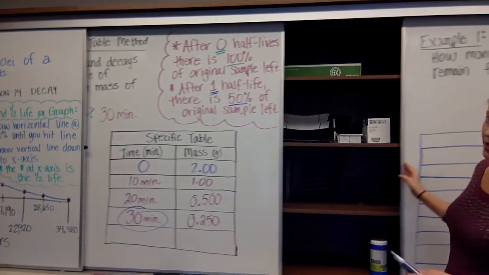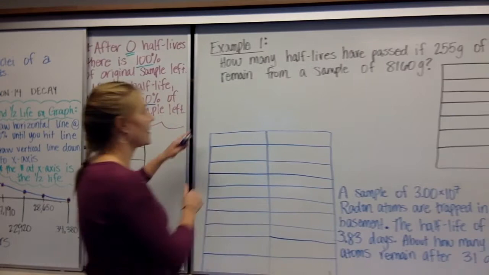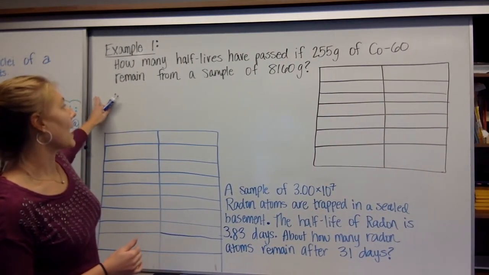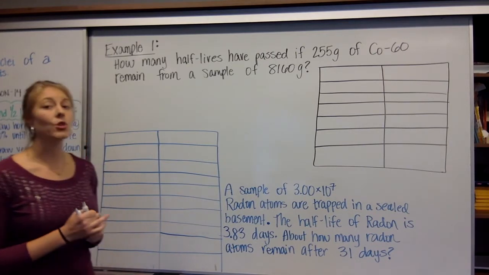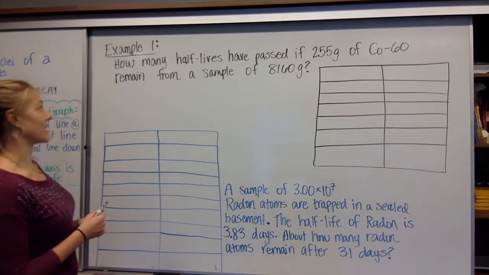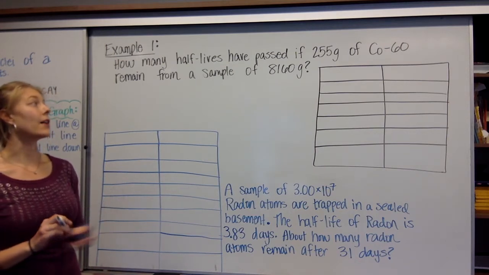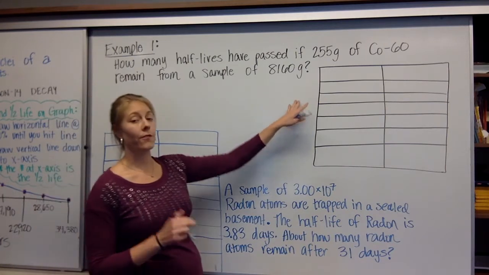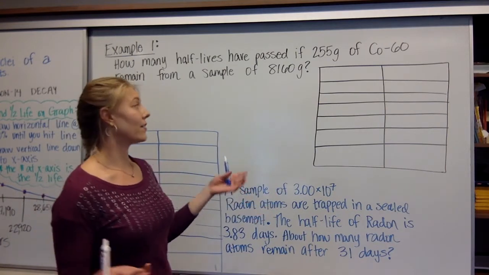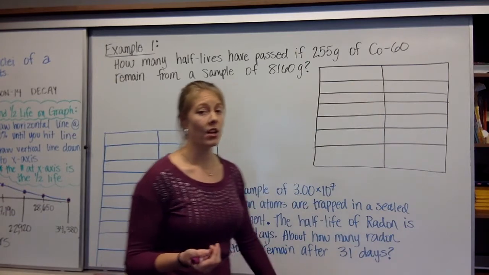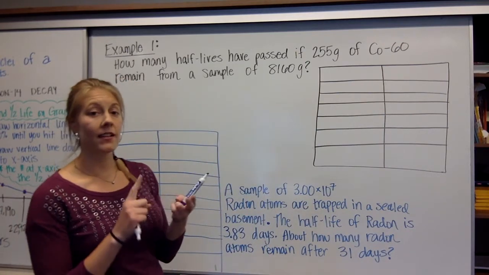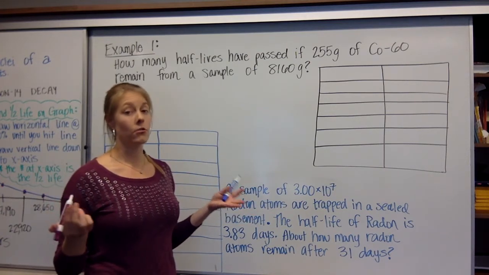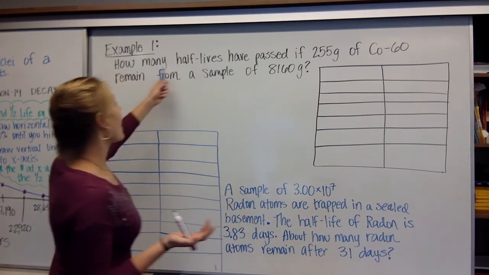We're going to take a look at 2 more problems. I should actually get on the other side. So example 1: how many half-lives have passed if 255 grams of cobalt-60 remain from a sample of 8,160 grams? We're going to use this table. The very first thing you need to do is figure out what variables you're putting in your table. We just saw number of half-lives, time, percent remaining, and mass. You can use any combination of those. So how many half-lives?